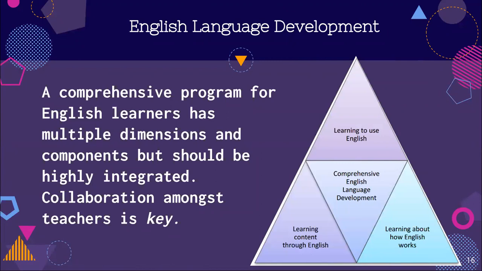So at the heart of this graphic, you see the comprehensive English language development, and the corners show the different components that are included. So we have learning to use English, or learning about how English works. And we have learning content through English, and learning to use English in different ways, so our different modes.